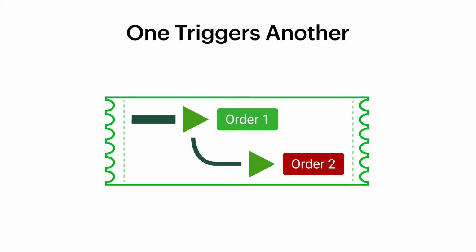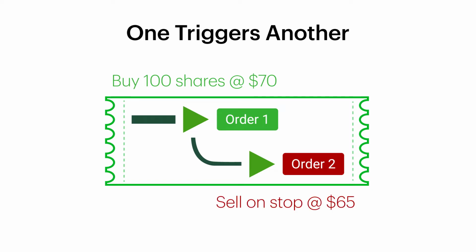Now, with one triggers another, the investor conveniently sets up both steps in one shot. 2 orders included on one order entry ticket. The first order is to buy 100 shares at $70, and the second order is to sell on stop those shares if it drops to or below $65. The stop order will only be sent to market after the initial buy order is filled. This can save them time.